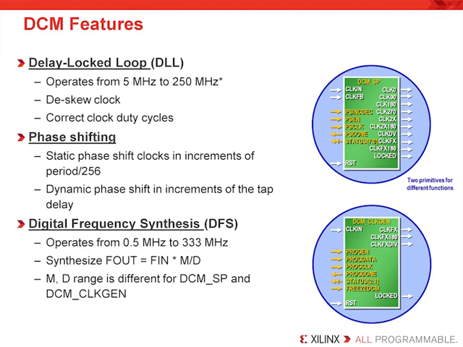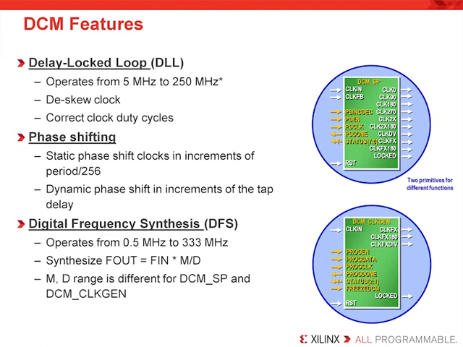There are 2 configurations for every DCM. The SP supports phase shifting and many clock generation capabilities. The clock gen primitive is for generating clocks and does not support phase shifting. All DCMs can be configured as either primitive. The DLL's clock input can be between 5 and 250 MHz, although since the DCM can be multiplied by 2, it effectively supports frequencies up to 500 MHz.